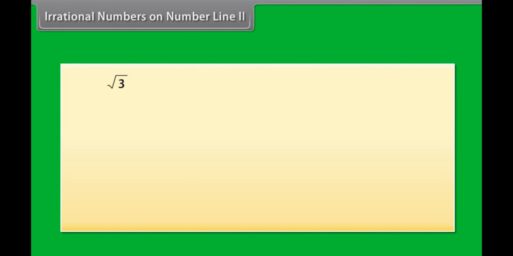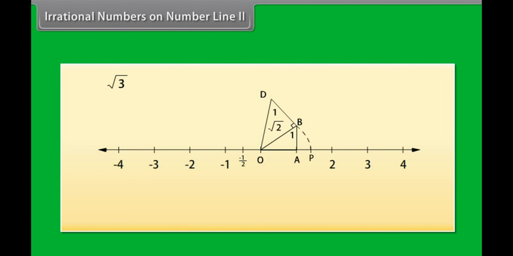Irrational numbers on number line 2. Similarly, to locate square root of 3 on the number line, we will construct BD of unit length perpendicular to OB. Then, by Pythagoras theorem, OD is equal to square root of 2 square plus 1 square, which is equal to square root of 3. Now, using a compass with center O and radius OD, we will draw an arc intersecting the number line at point Q. The point Q corresponds to square root of 3 on the number line.